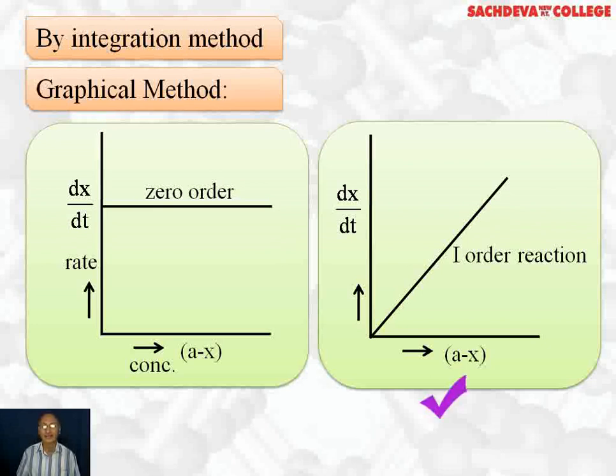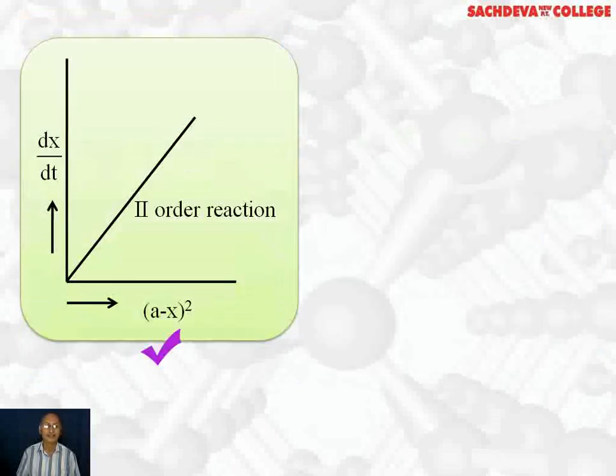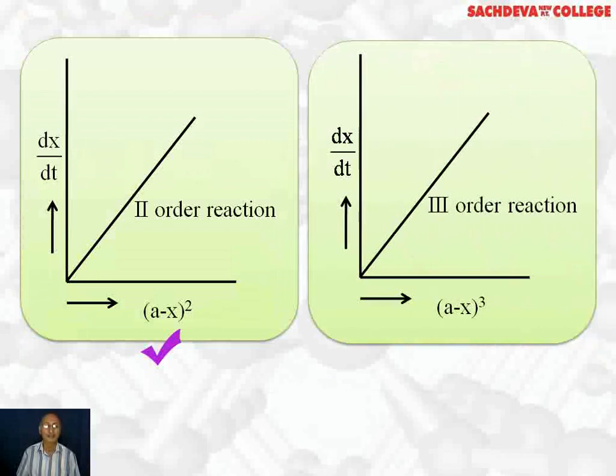Next graph is for first order reaction. In first order reaction, the rate of reaction is directly proportional to the concentration. This is second order reaction, where rate of reaction is directly proportional to the square of the concentration of the reactant. For third order reaction, rate of reaction is directly proportional to the cube of the concentration of the reactants.